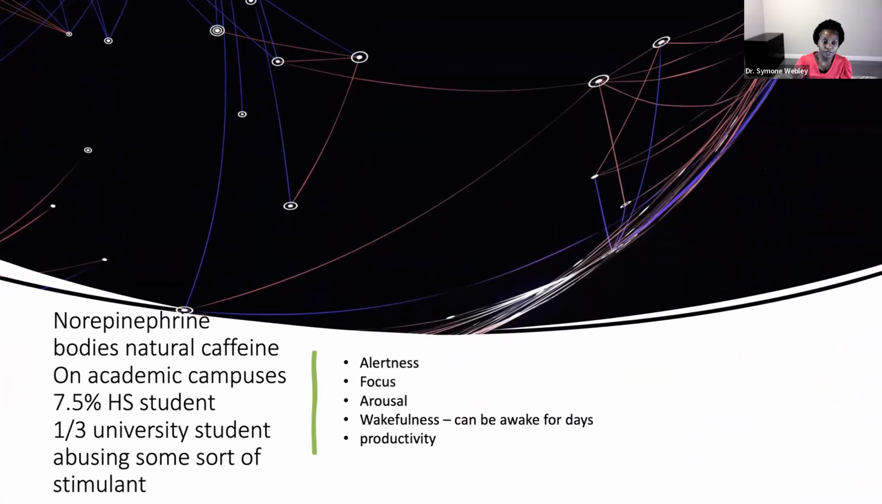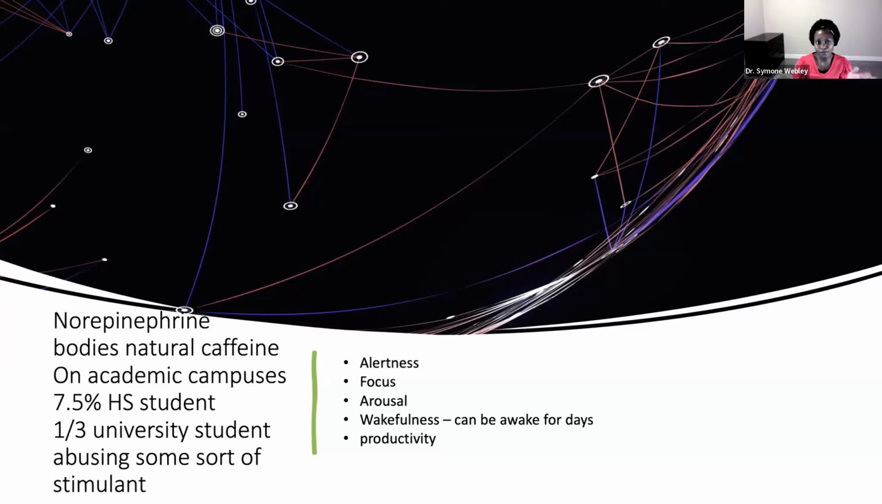So norepinephrine is your body's normal caffeine. On academic campuses, studies have found that 1 out of 3 university students are abusing some sort of stimulants. Usually, as you may know, people who are studying want more time. You have a test coming up, you need to make sure you get the best grade you can, or you feel like you haven't studied enough, so you want to stay up longer. They will use stimulants in order to help them stay awake, feel more alert, and feel more focused and aroused.